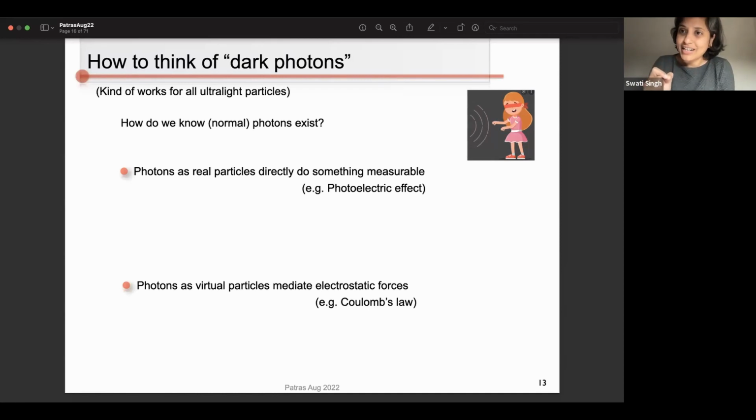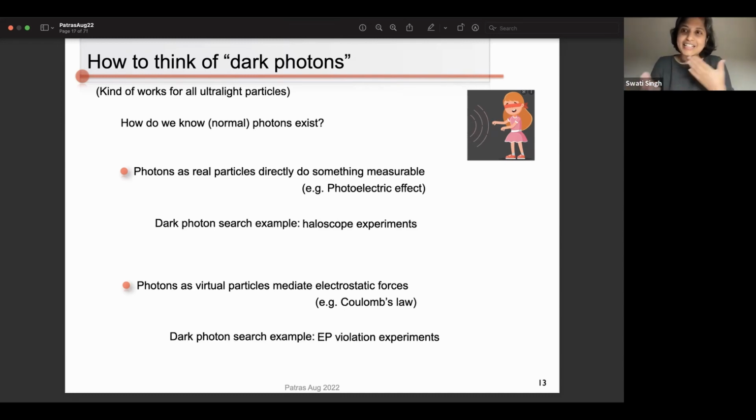One is a direct detection experiment. So anything where a photon acts as a real particle, something measurable. So think of the photoelectric effect, for example, right? You have a real measurable signal, and the signal is only there because there is this particle called a photon. So that's a classic example of a direct detection experiment. Or one can think of Coulomb's law, right? That is where photons as virtual particles mediate forces. So the fact that you have Coulomb's law, this attraction between two opposite charges, is proof that there is such a thing called a photon.